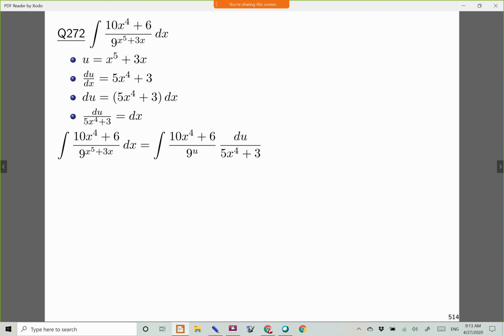But if the only things that cancel are factors, well, the factoring process produces factors. Let's factor. Take a look at this numerator, 10x to the fourth plus 6. You can factor out a 2. So the only algebra step that occurred here is that I rewrote the numerator by factoring out a 2, as 2 times the quantity 5x to the fourth plus 3, over still, and then all the rest of the stuff here is the same: 9 to the u times du over 5x to the fourth plus 3.